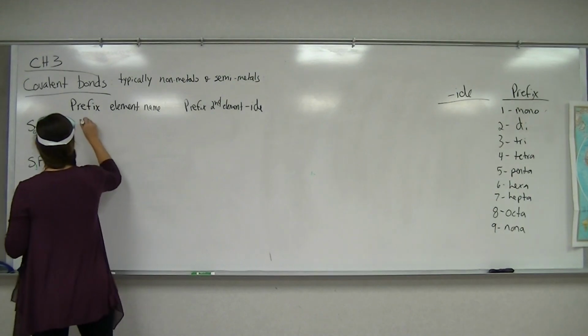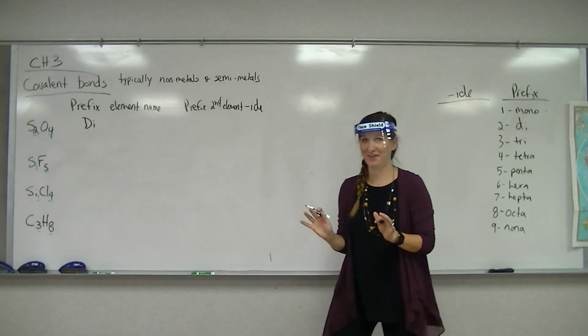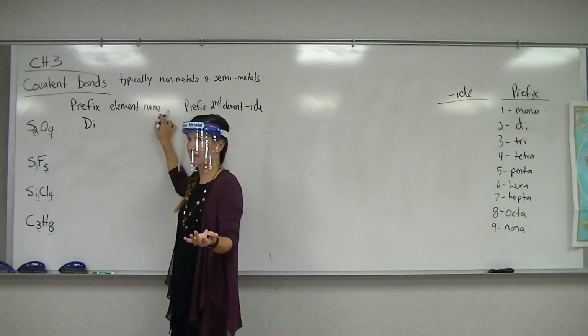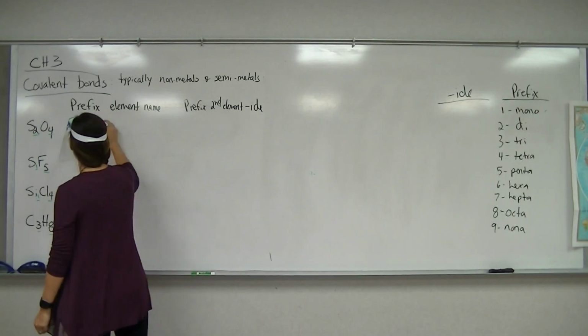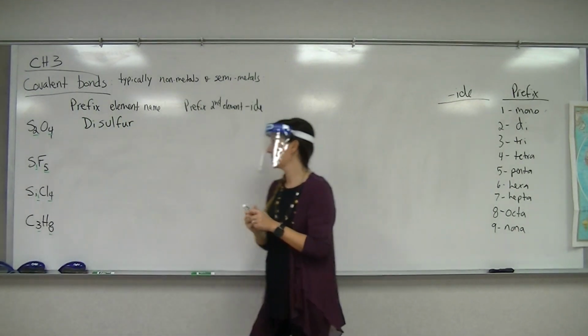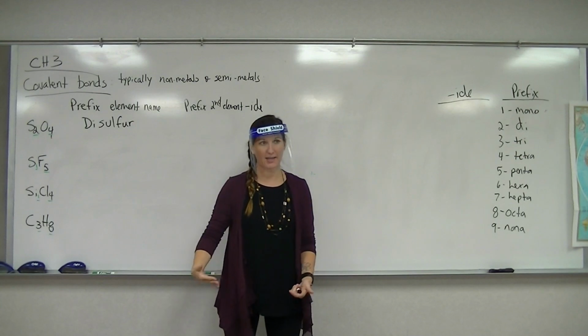Okay, so this is going to be di, and it doesn't have to be capitalized. I just capitalize it, but it can be all lowercase. And then after the di, we're just going to put the element name, just how it is on the periodic table. So sulfur. I'm going to spell it wrong. Is it U-R or E-R? I always get U-R backwards. So disulfur. That's the first part of the name.